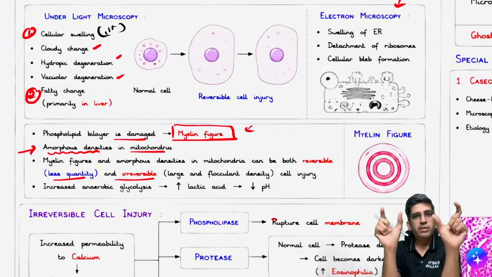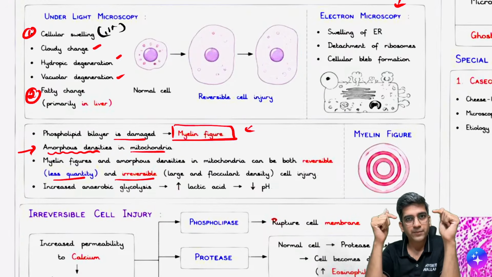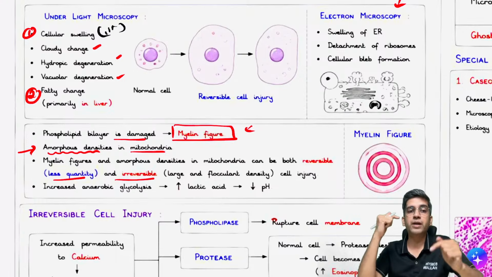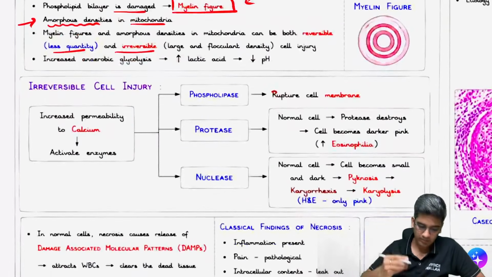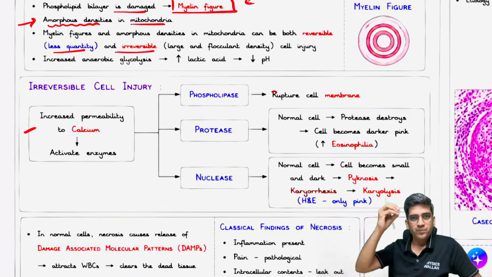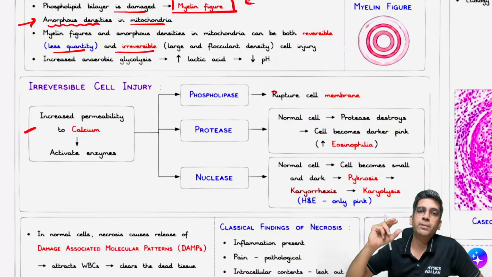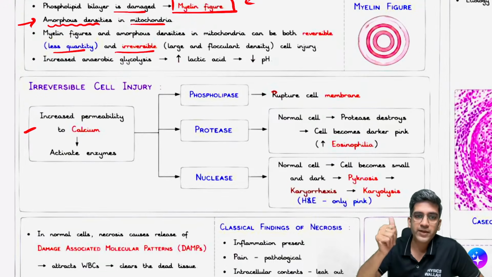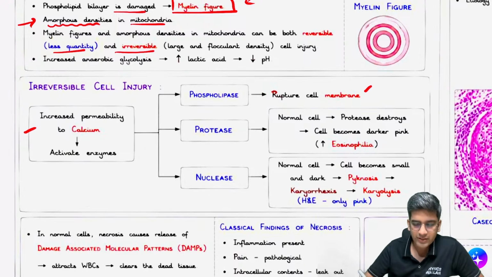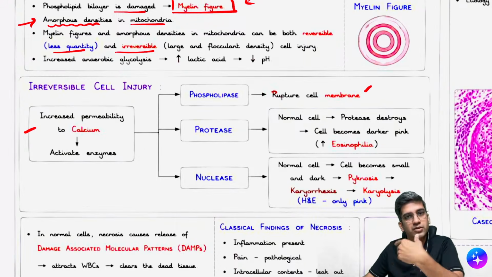The moment I have cell bleb formation, it's a weakening of the membrane. A weak membrane will make it more permeable to one of the important guys, which is calcium. So when there's increased permeability, calcium comes inside. Calcium is a cofactor for many enzymes. So what will calcium do? It will go and activate enzymes one by one. It will activate phospholipase, it will activate protease, it will activate nuclease. When phospholipase is activated, the bleb will rupture, gone.